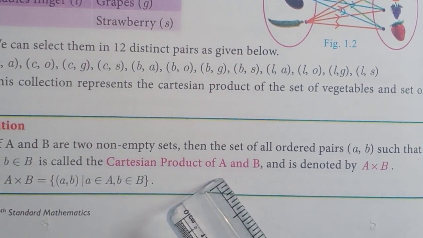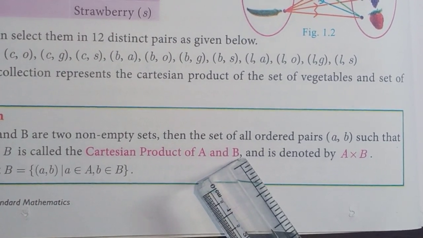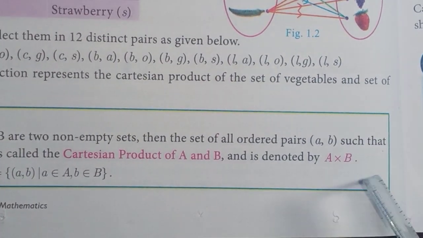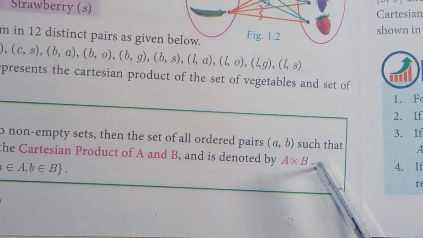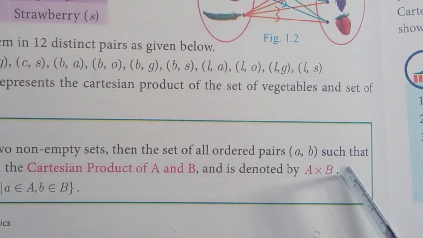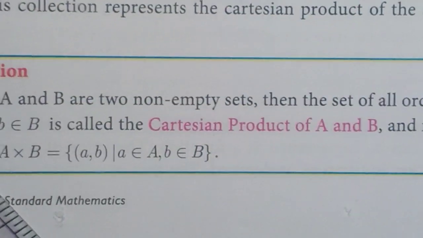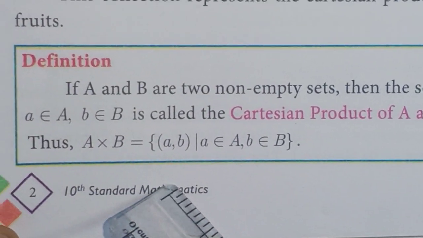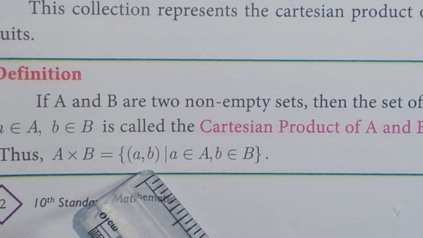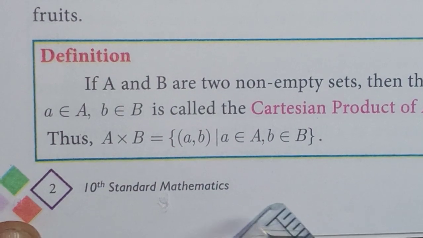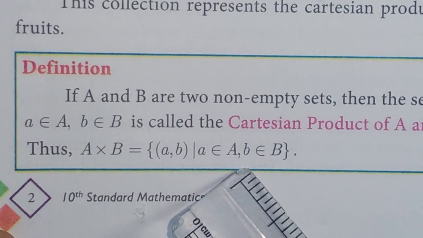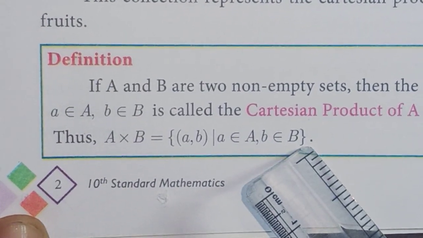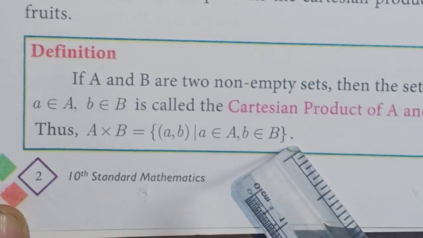What about A and B? A and B are two non-empty sets, and the Cartesian product is denoted by A cross B. A cross B. Don't say A into B. Thus, A cross B is equal to the set of all (a, b) such that a belongs to capital A and b belongs to capital B. This is the definition of a Cartesian product.